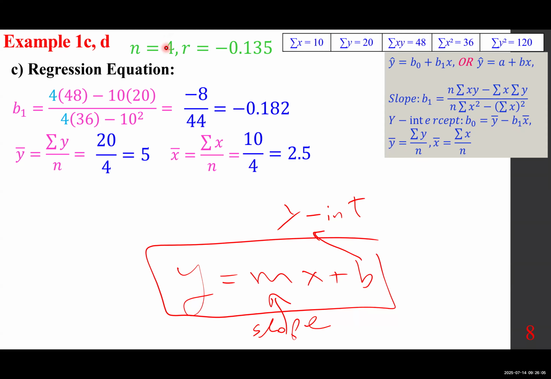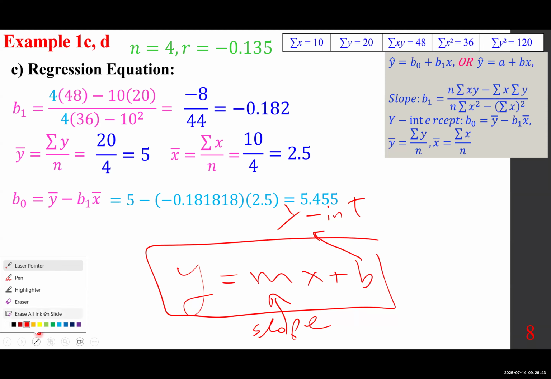And now we are going to go with the formula, okay, and say b sub 0 is y bar minus b1 x bar, which makes it 5 minus b1, which is this number, times x bar. Now notice what I write here. For b1, I'm not going to write this. I'm going to write it with a lot more decimals. Remember, I want to do the rounding at the end. That's why. And it becomes 5.455. Okay. And I'm going to erase my work.